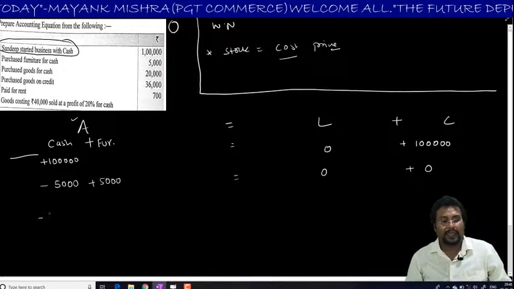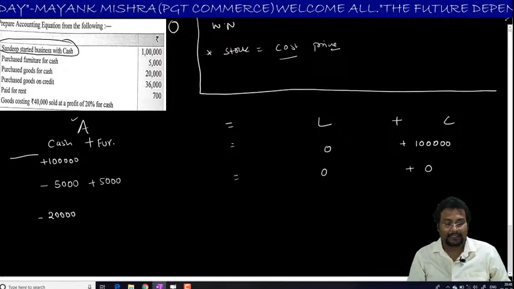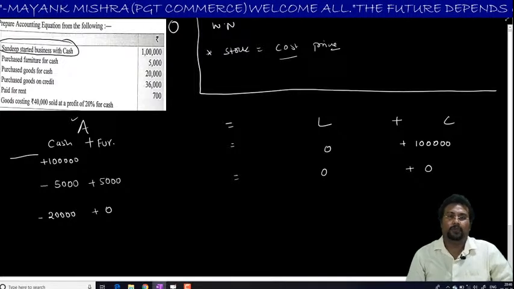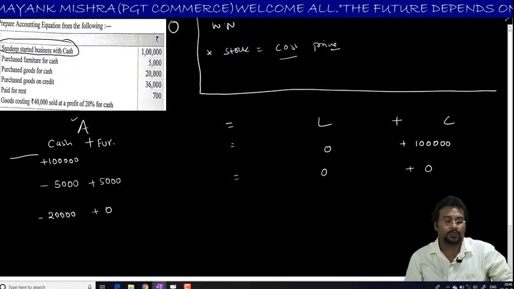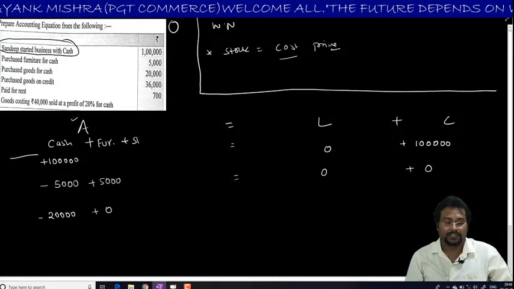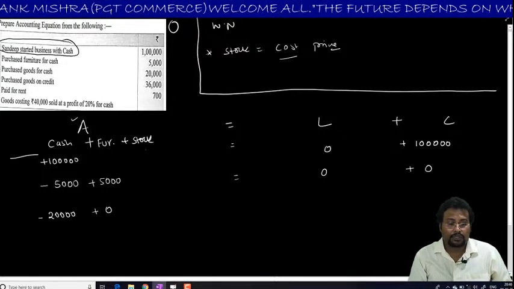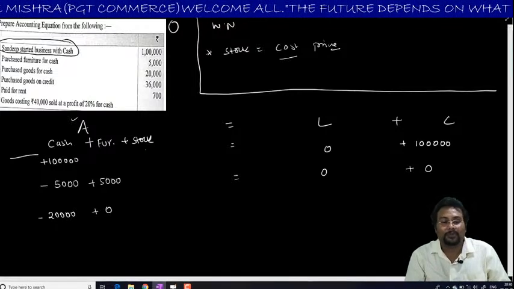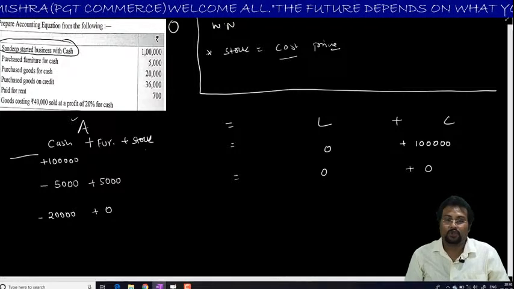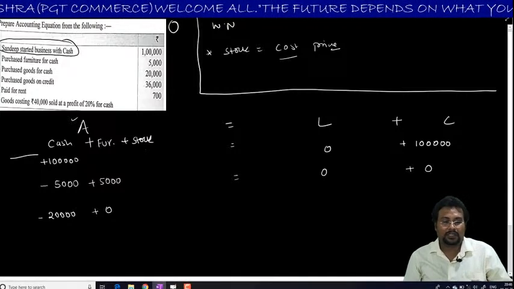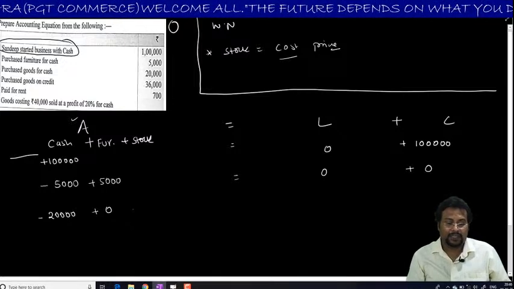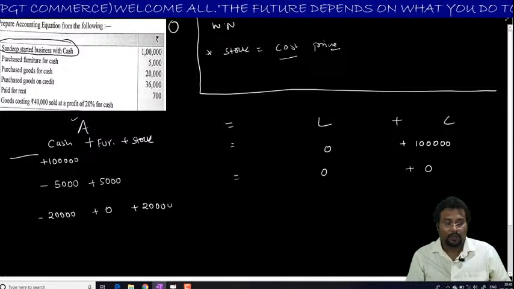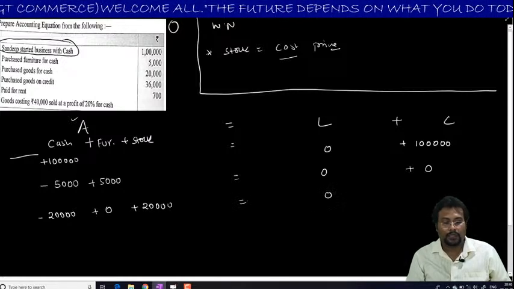So purchase goods for cash 20,000. Our cash is decreased by 20,000. Any effect on furniture? No, because no furniture is coming in or going out in this third transaction. What is coming in? Stock. And stock is also our asset, it is also our property. That's why it will be added in the assets column with the amount of 20,000.